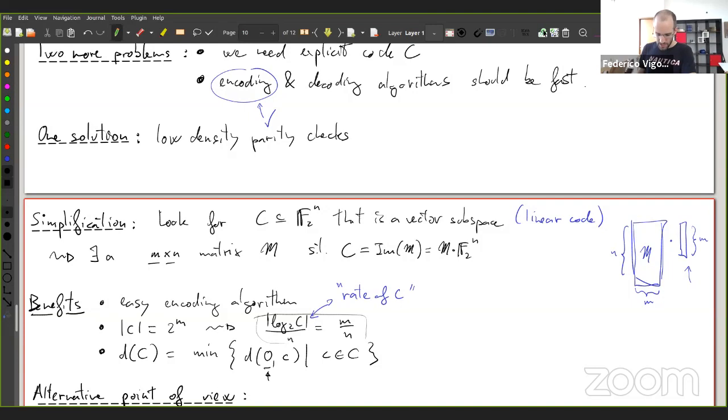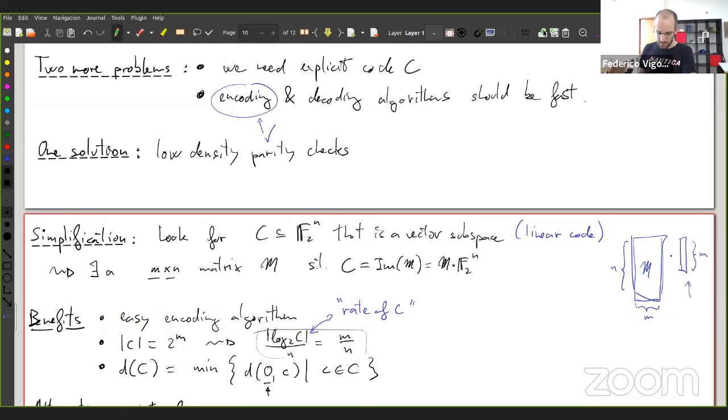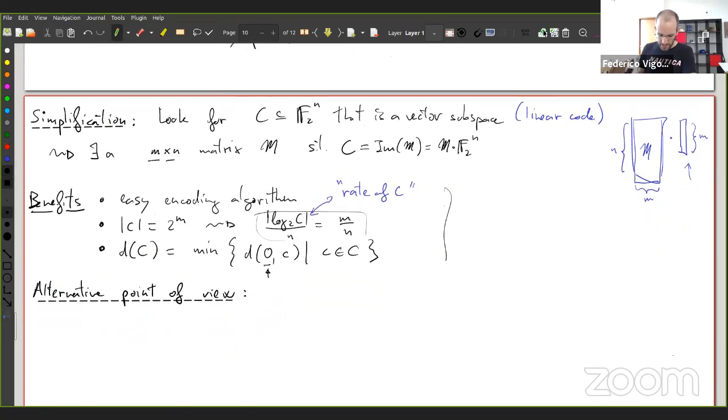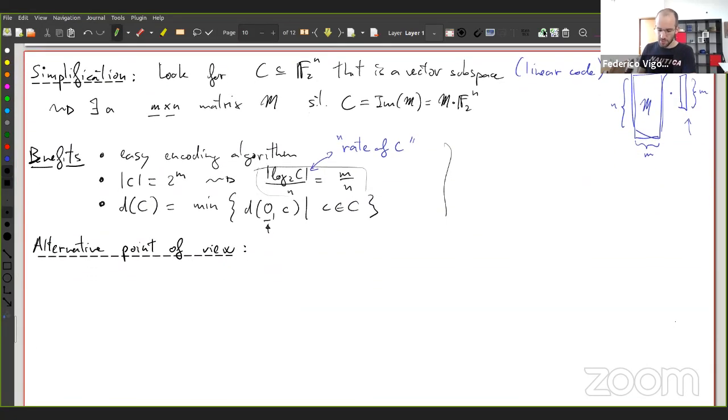Okay, and we claim that the code we're going to construct is a code of this sort. And so we are going to use these benefits to find our actual code. And here is an alternative point of view on such a code. Here I described it as the image of a matrix, but instead you can also see it as the kernel of a different matrix. So that is, C is equal to the kernel of some different matrix K.